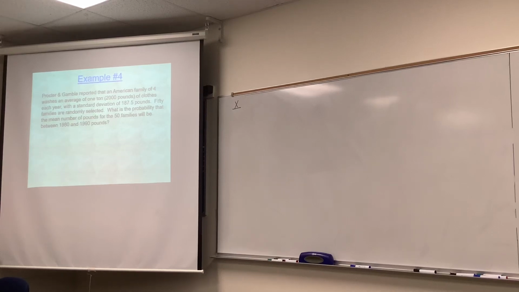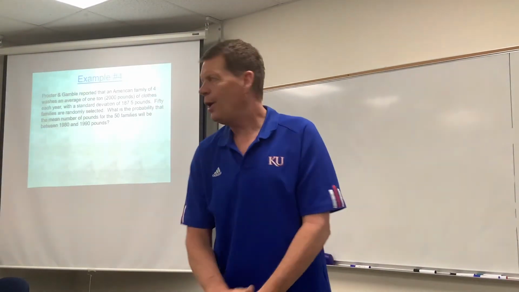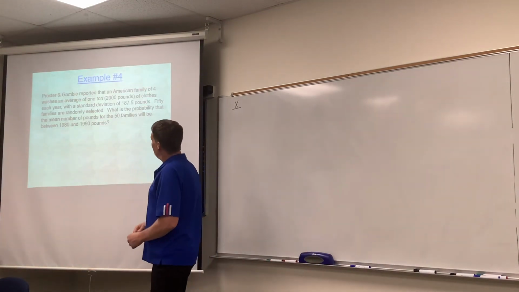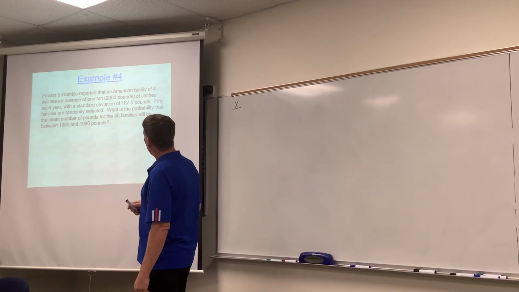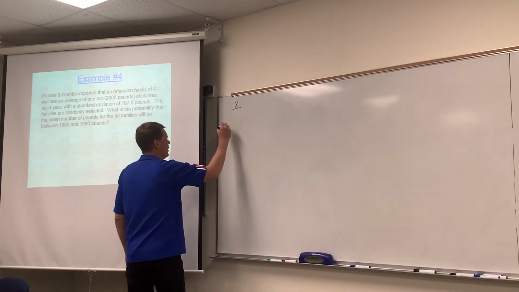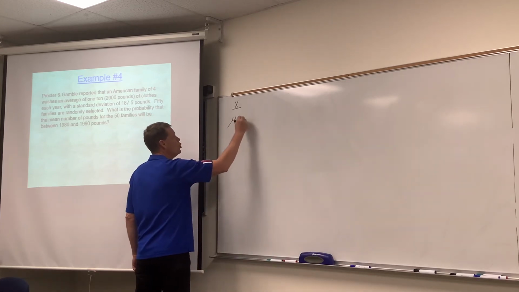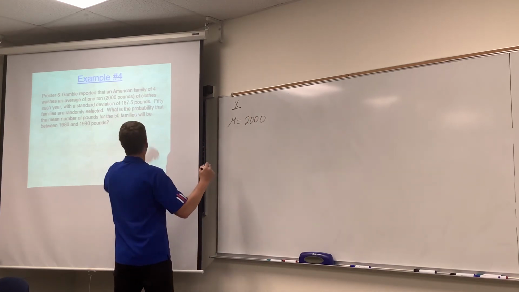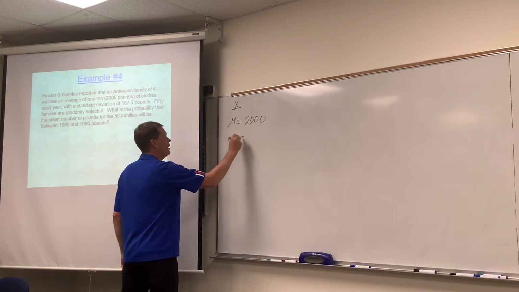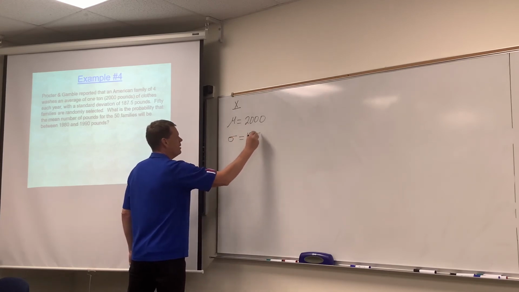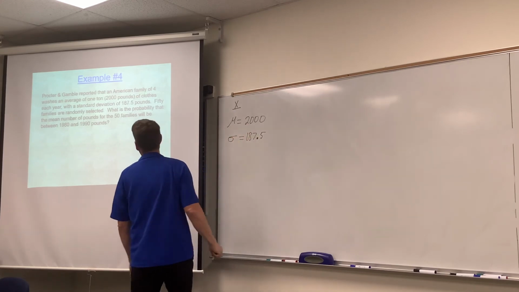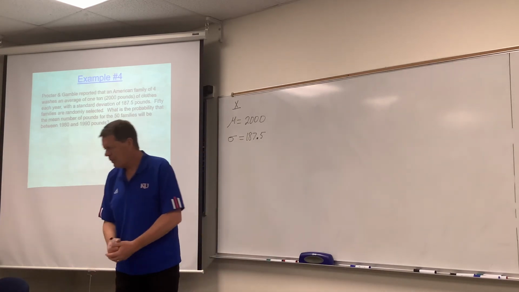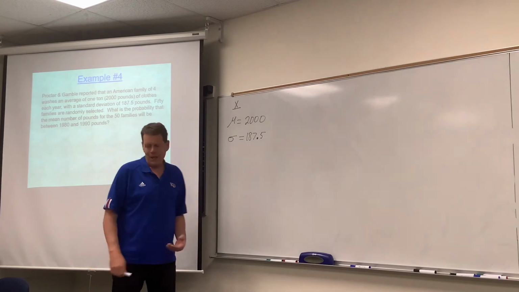Here we go with the central limit theorem, example number 4. Again, we are given the fact that there's a population that has a mean of 2,000. All right, so that would be our value for mu, right? And the standard deviation is 187.5. And this variable, by the way, is the amount of clothing that a family of 4 washes in a year, I believe. But anyway, so that's awesome.